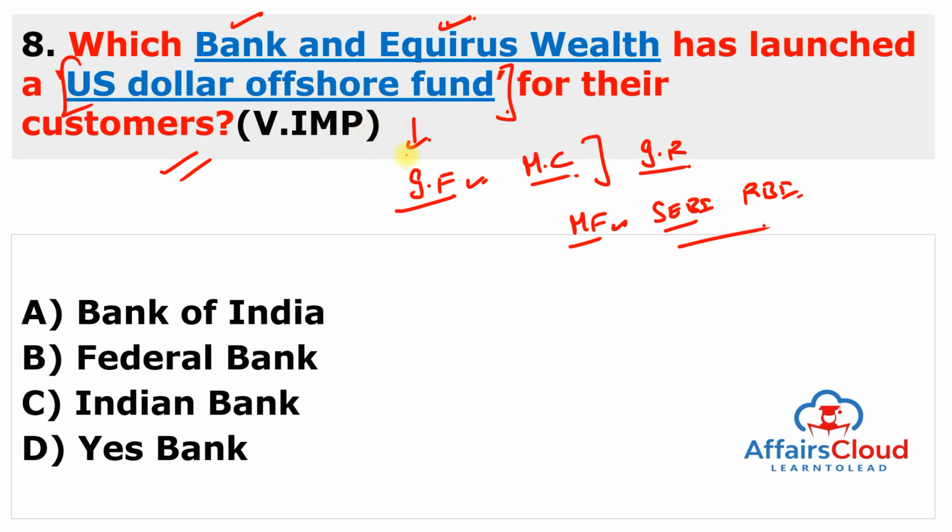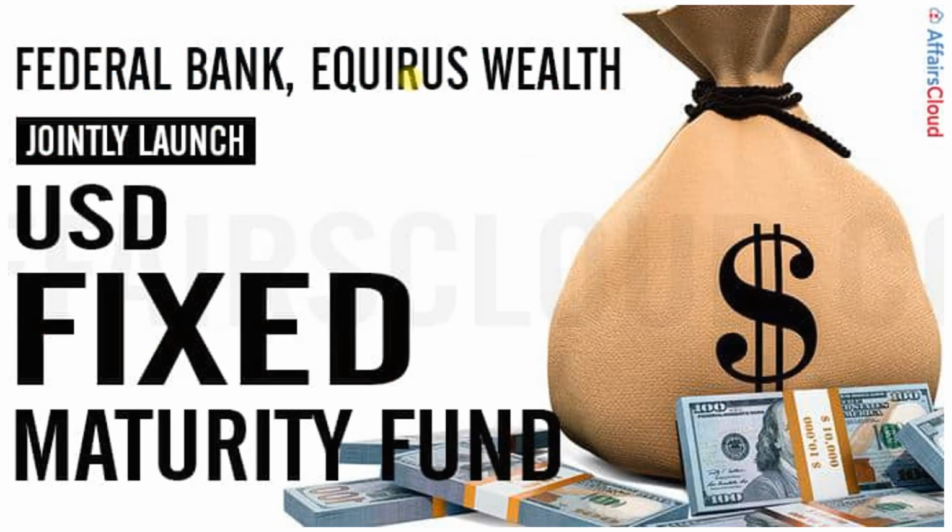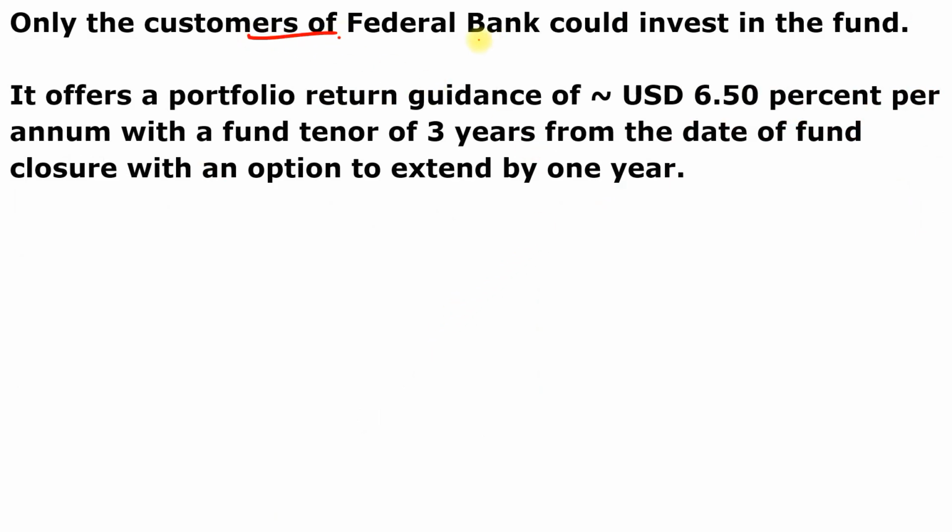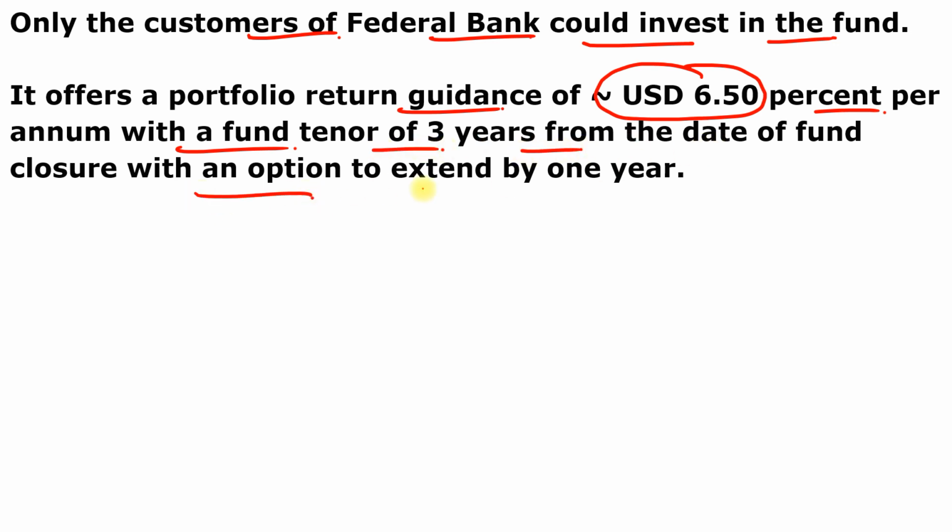So remember this, what is an offshore fund? And this bank is Federal Bank. So the answer of this question is B. You can see here Federal Bank and Equirus Wealth jointly launched this USD fixed maturity fund. It is only for the customers of the Federal Bank, either resident or non-resident, who could invest in the fund. And it offers a portfolio return guidance of almost 6.50 USD percent per annum with a fund tenure of 3 years from the date of fund closure with an option to extend by 1 year. It means total interest will be given as 6.5 USD percent per annum.